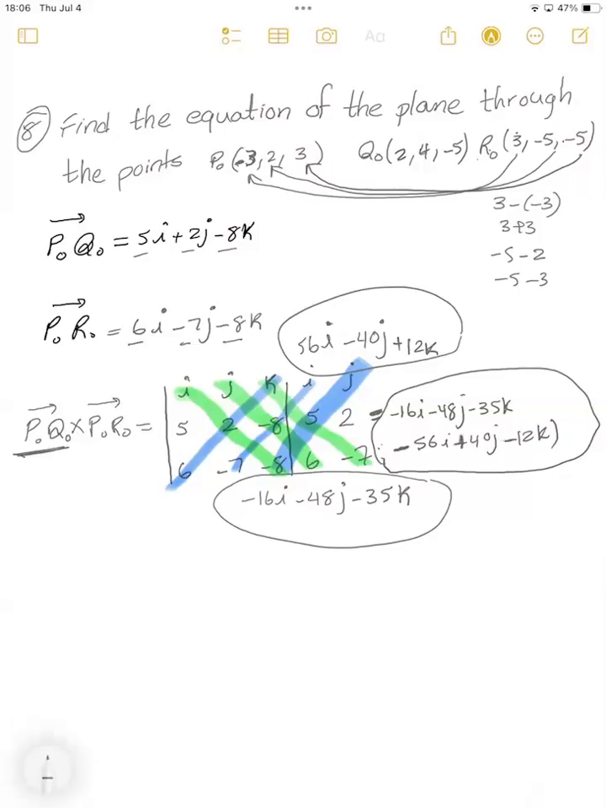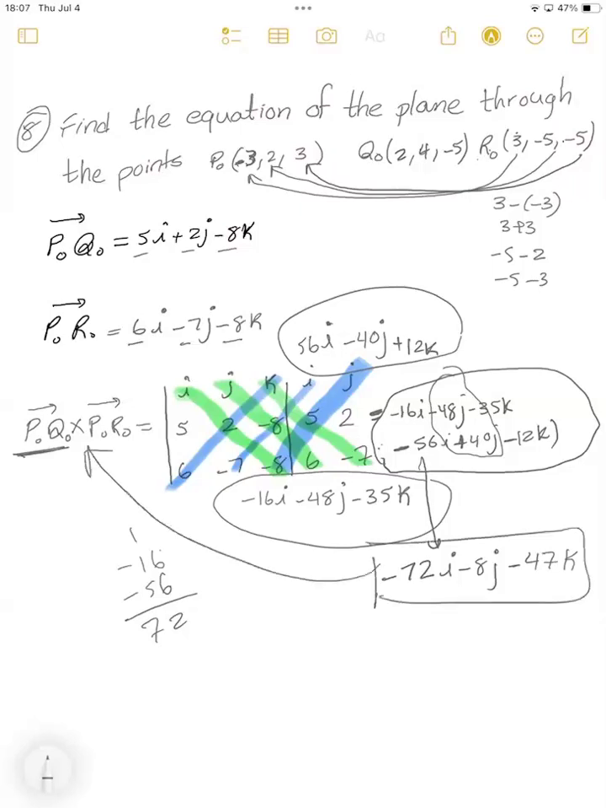So now I collect like terms. Negative 16 and negative 56. I have to add 6 and 6 is 12. So I get negative 72i. I have to take the j components, negative 48 plus 40, so I end up subtracting, I get negative 8j. Negative 35 and negative 12, both are negative. I add both of them, and I will get negative 47k. And then this vector is perpendicular to both of those vectors.